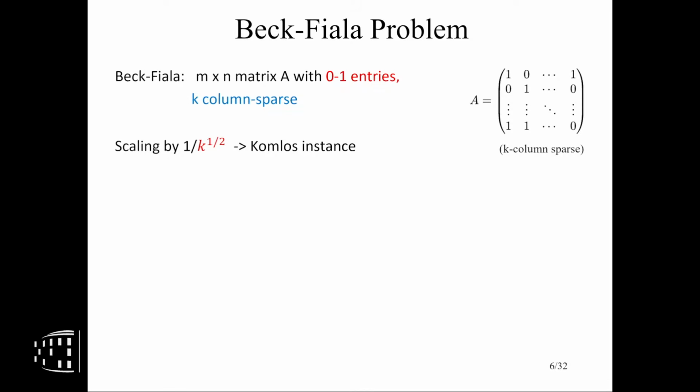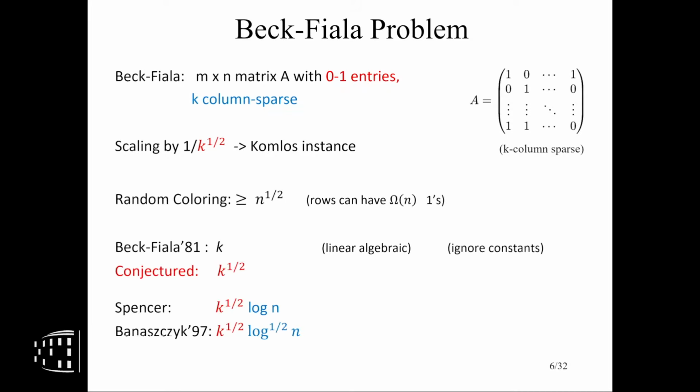So it's just a 1 over root k scaling of Komlós. So what's known about this problem? Again, if you do a random coloring, because I only have a column sparsity constraint, rows could have n ones in them or whatever. So random coloring would hit you with root n right away.